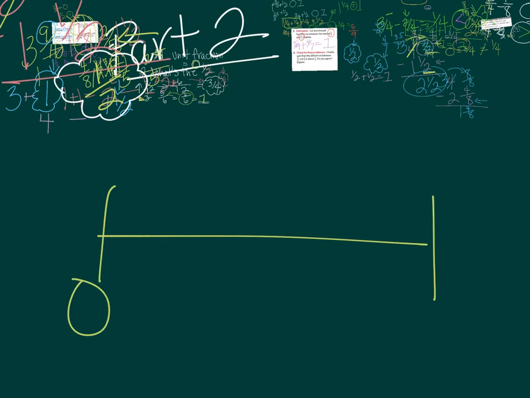So again, here's my 0, my 1. Right in the middle is my half. I have my 1/4, and I have my 3/4.